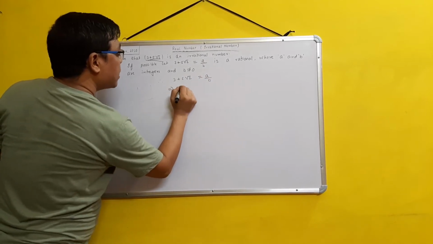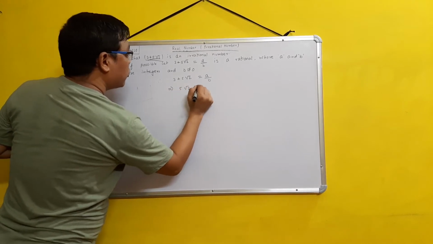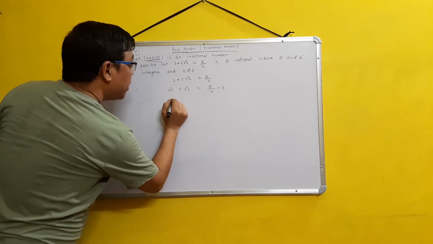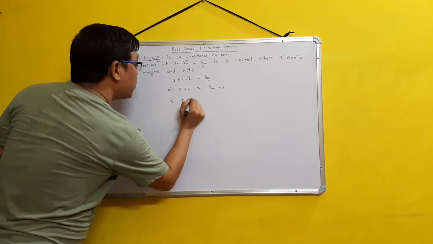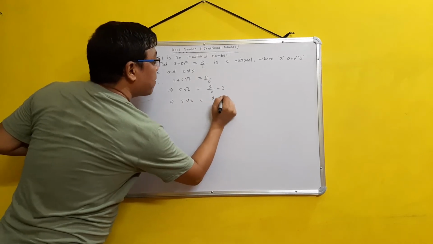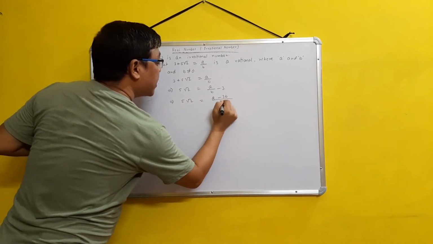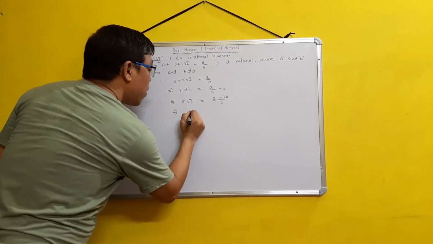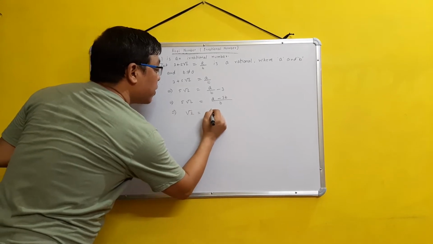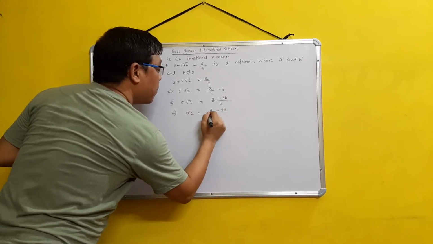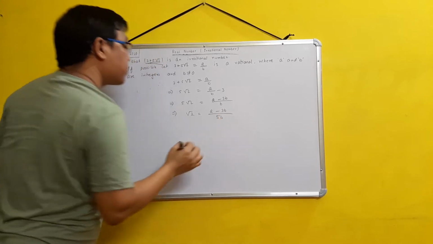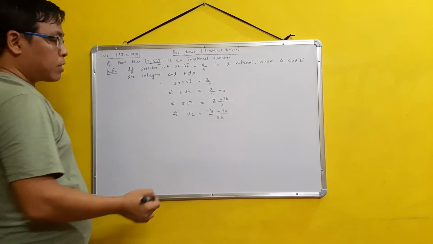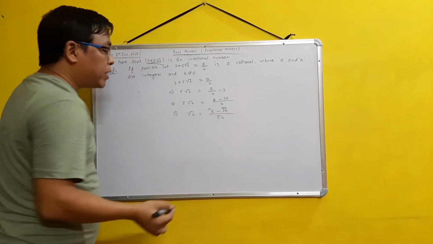This implies 5 root 2 should be equal to a upon b minus 3. Okay, so it should be equal to 5 root 2 equals a minus 3b upon b, taking b as the LCM. Okay, so this implies square root of 2 is equal to a minus 3b upon 5b. Okay, so here a is an integer, okay, and 3b is also an integer.